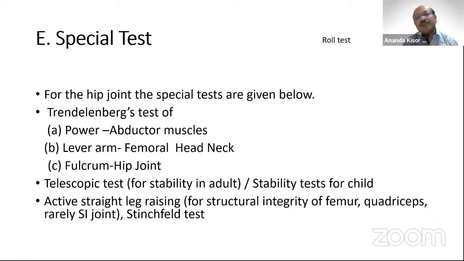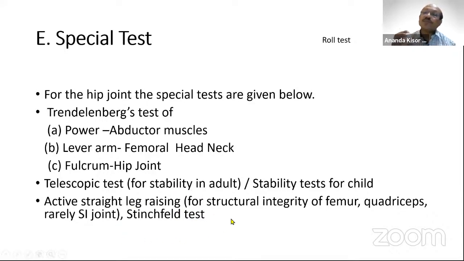After that, the basic special test for the hip joint is the Trendelenburg test, which tests the power of the abductor muscles, L4, L5, S1 neurogenic segments. The lever arm is the femoral head and neck, and the fulcrum is the hip joint. Then there is the telescopic test for adults, and for children the Barlow's test and Ortolani's test, especially for stability. And there is active straight leg raising. It is most important, and indicates the structural integrity of the femur and quadriceps, especially the SI joint. Active straight leg raising against resistance is basically the basis of the Stinchfield test.